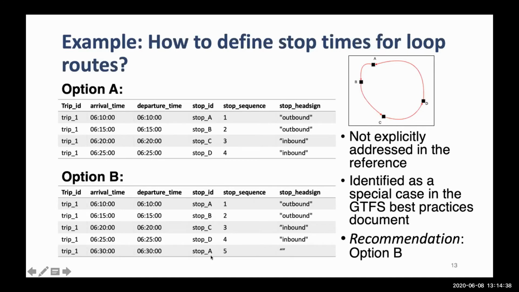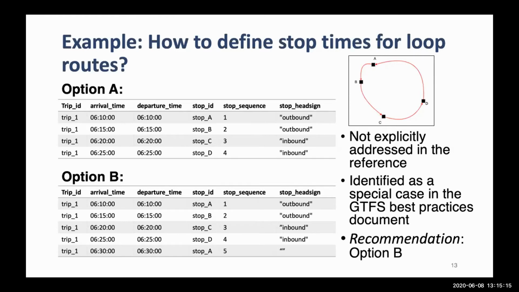This is something that has not been explicitly addressed in the reference, but it has been identified as a special case in a subsequent best practices document. In the best practices document, they indicate that the recommendation is to go with option B, which is to specify the information for stop A, in this case, twice. But really, the potential issue is that both of these options are consistent with the GTFS specification.